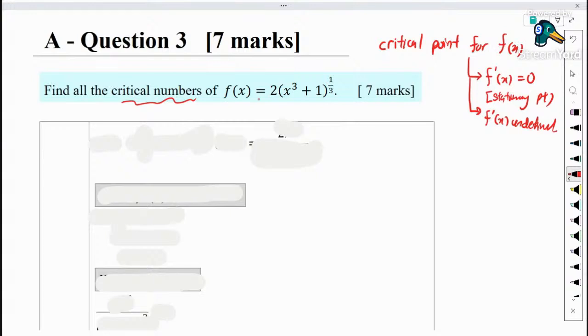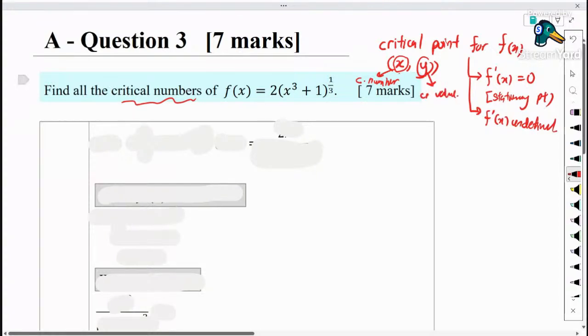So this is what we learn about critical point. What is critical number again? For a critical point, we have an x coordinate and a y coordinate. If the critical point is given by the coordinate (x, y), the x will refer to what we call the critical number, and the y will refer to the critical value. So the critical number means that we want to find the x coordinate of the critical point.